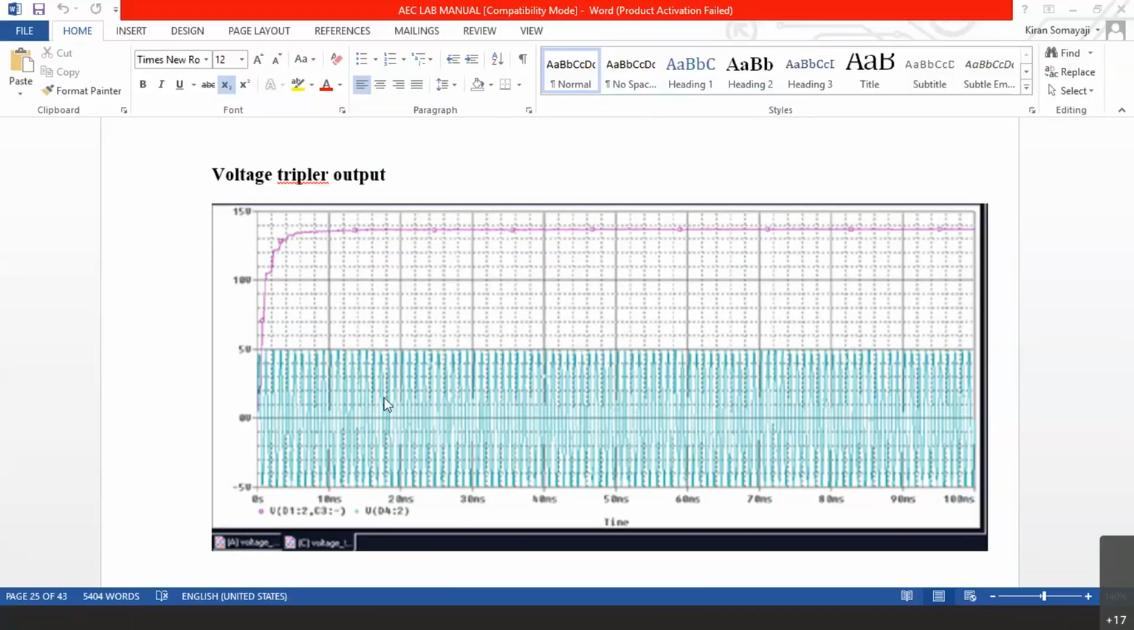In that way, this color is the input and this violet color is the output. You can see 14.6 volts output.